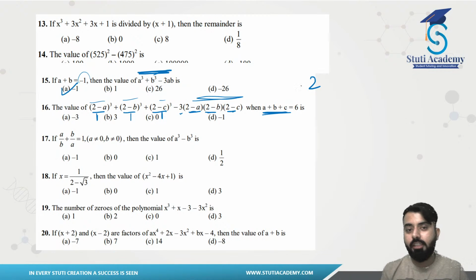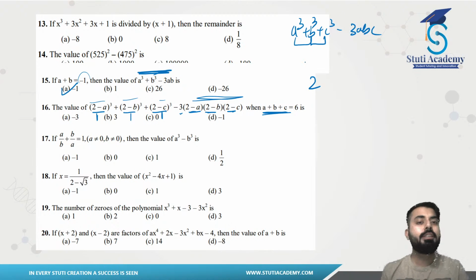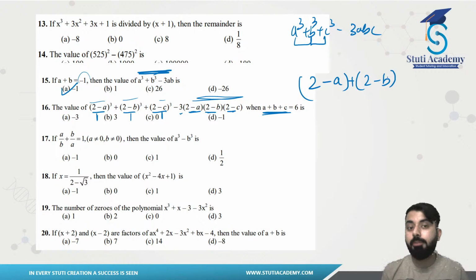In such scenarios, when you have this identity a cube plus b cube plus c cube minus 3abc, it is a healthy habit that you should firstly add a, b, and c. Before their cubes, just add the original values. If you end up getting 0, then your answer will be 3abc. Otherwise, you have to solve that one. So if you put it here, we have minus 2a, minus 2b. We have to add them, plus minus 2c.